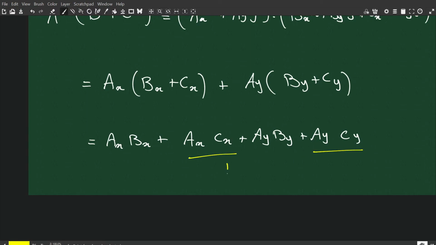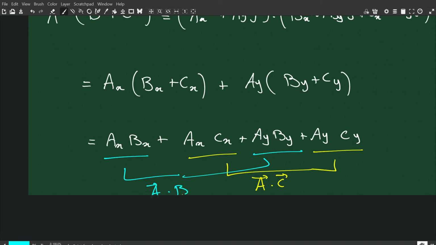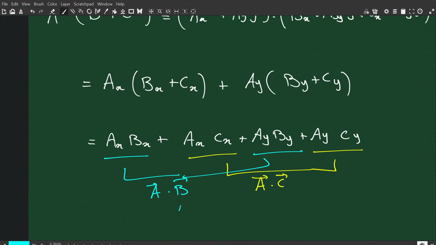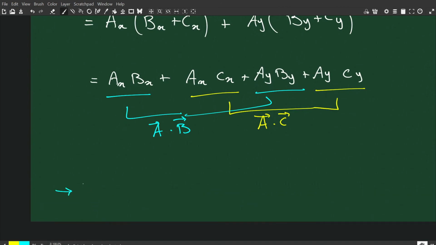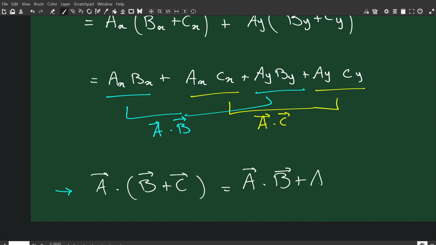These two terms are A dot C, and these two terms are A dot B. So we can write A dot B plus C as A dot B plus A dot C, in dot product.